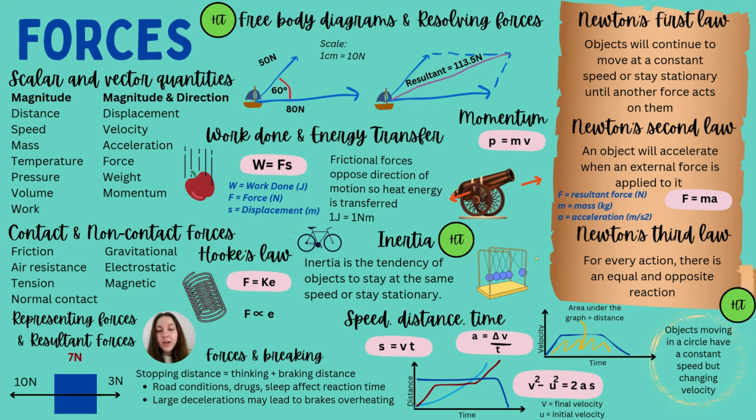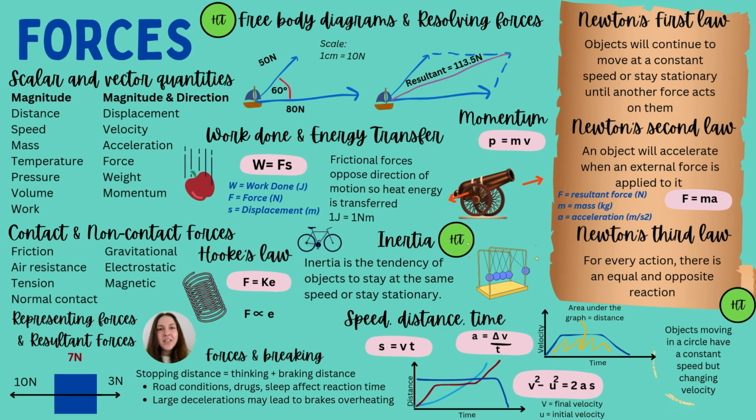Another concept for higher tier students is this idea that objects that move in a continuous circle will actually have a constant speed as they're moving, but they're changing their velocity as the object moves. Remember, velocity is a vector quantity, so it has direction as well. And if an object is moving in a circle, it's constantly changing direction, which means the velocity is changing. However, the speed of that object is going to be constant and remain the same.